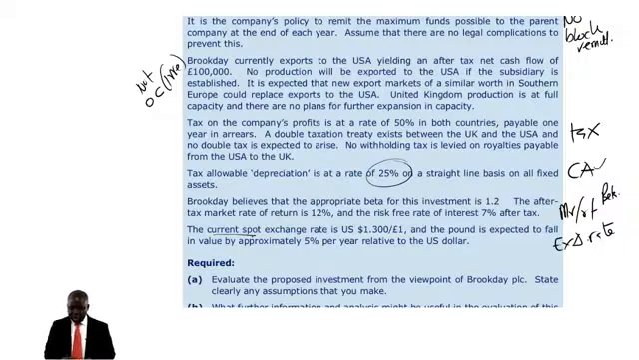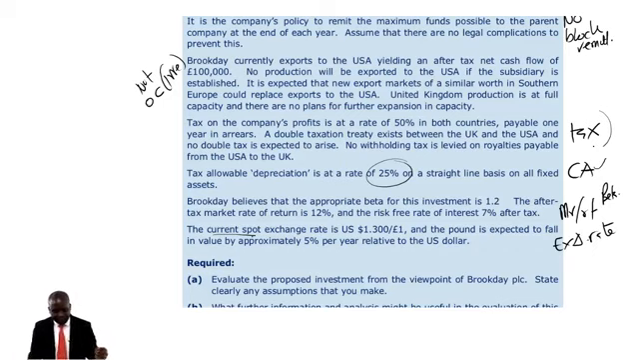Where is the US tax rate? This is the paragraph I indicated on tax. I come straight to that particular paragraph. Tax on the company's profit is at the rate of 50% in both countries, payable 1 year in arrears. Brilliant. So it means tax in the US is 50%.